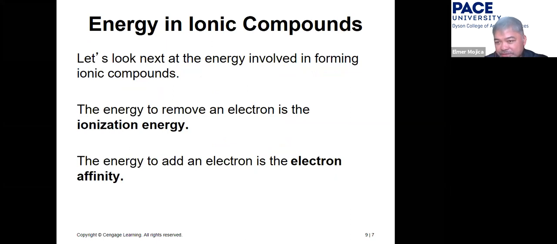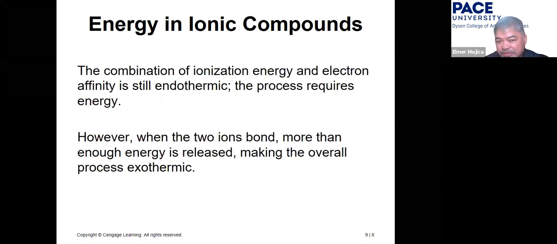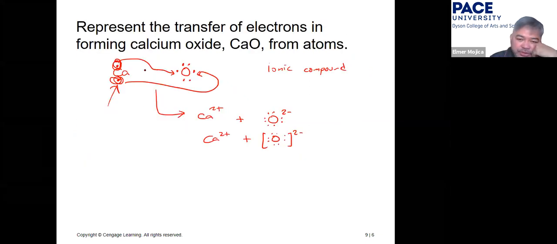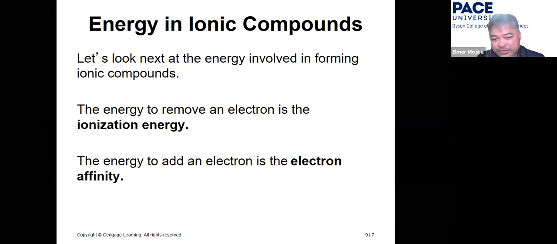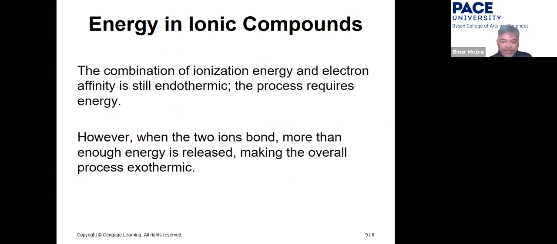we discussed last time. Now, on the other hand, to put the electrons to the nonmetals, there's also an energy associated to that, and that's what we call electron affinity. So what we're going to do, we combine the ionization energy and the electron affinity, and we found out it's still endothermic. So what does it mean? You still need energy.